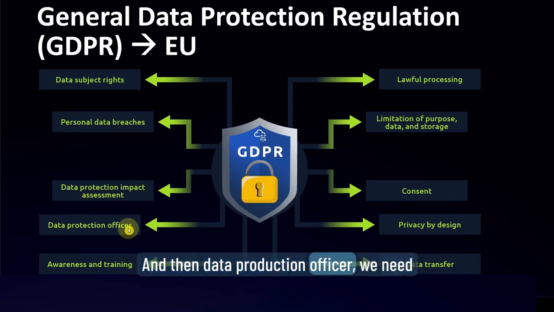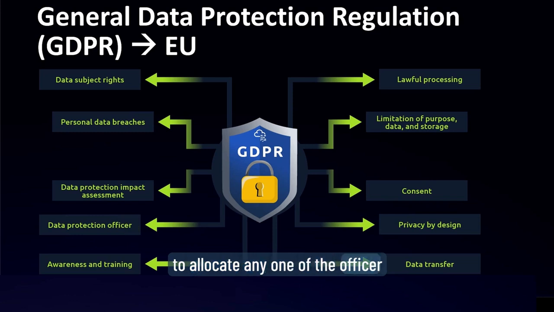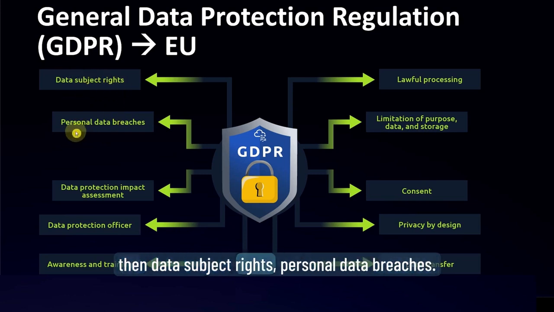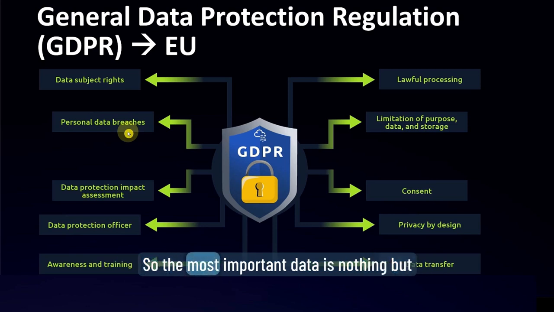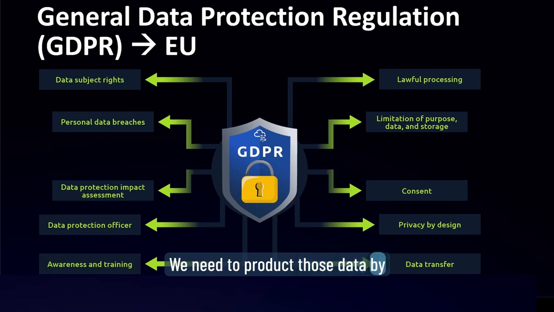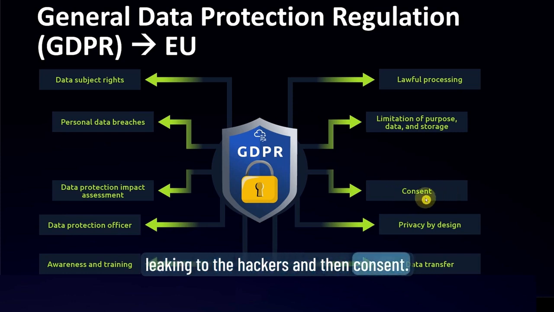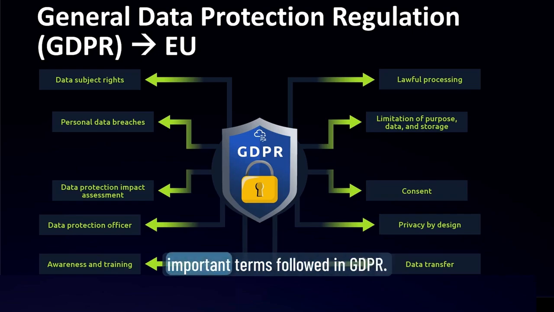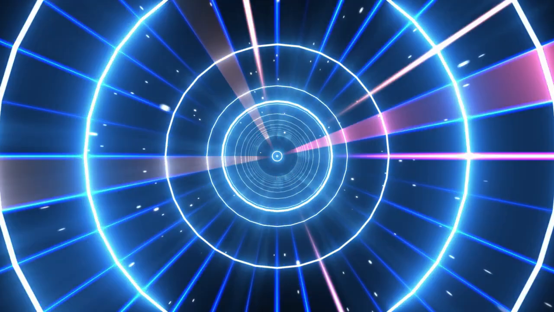And then data protection officer. We need to allocate one of the officers for data protection, like we need to assign a security engineer for data protection. And then data subject rights, personal data breaches. The most important data is the credentials of users, passwords, usernames, their email and phone number. We need to protect that data from leaking to hackers. And then consent. Consent is nothing but you need to get permission from those individuals. So these are all the important terms followed in GDPR.